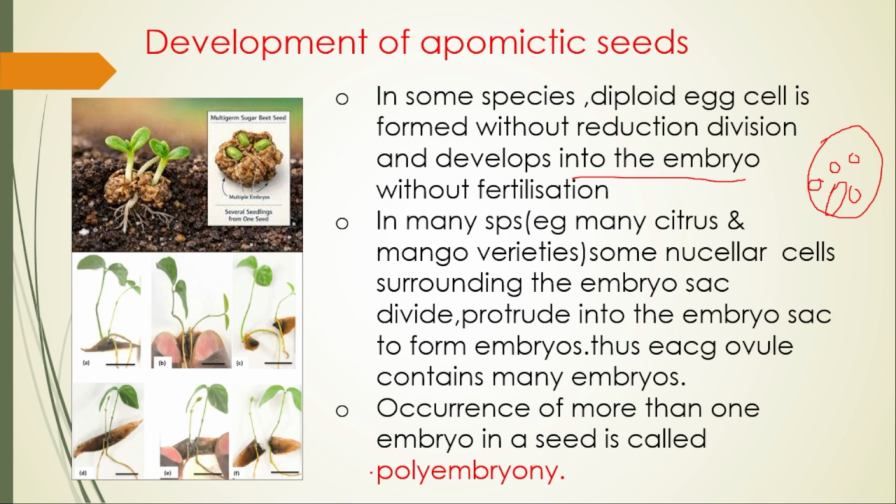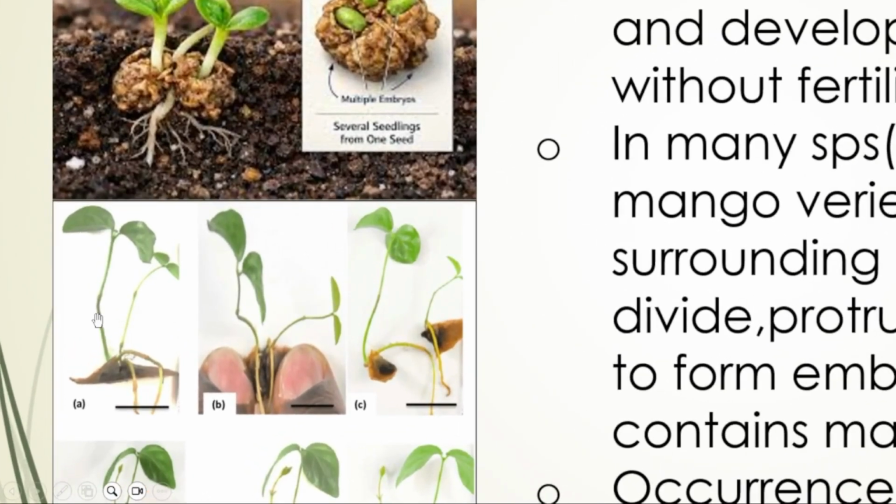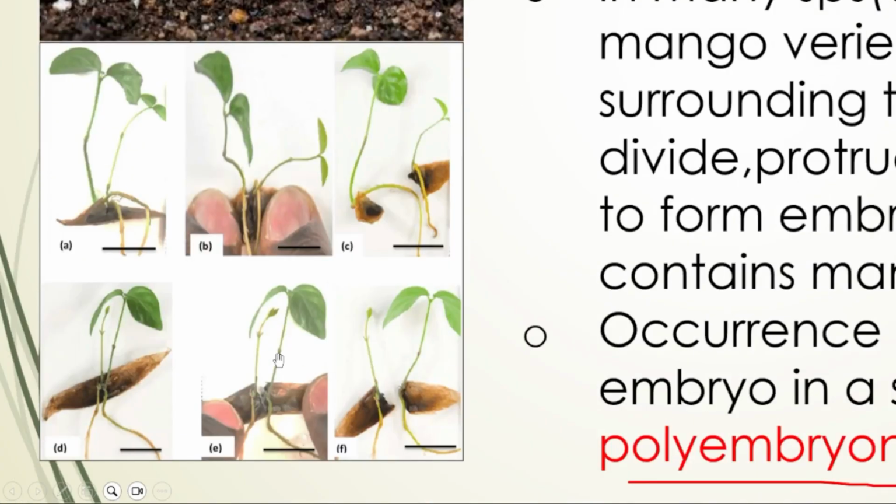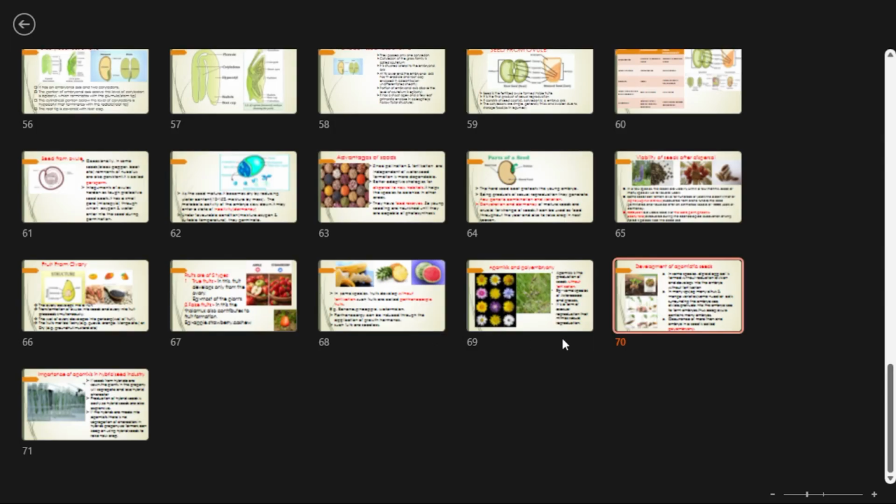Occurrence of more than one embryo in a seed is called what? Polyembryony. Due to polyembryony, see here, only one seed is sowed, but you get two plants, isn't it? Here also the same thing, one seed will give you two because of the presence of more embryos there.